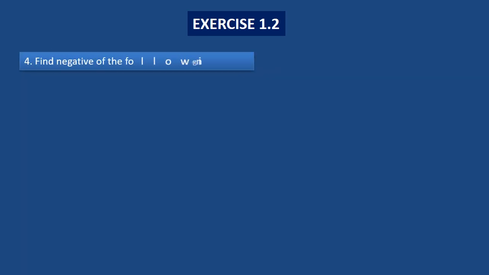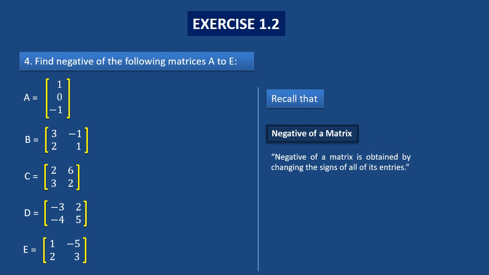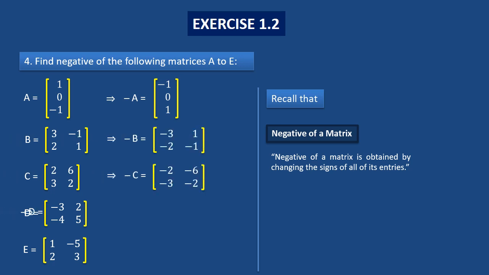In the next question, we have to find negative of matrices A to E. Recall that negative of a matrix is obtained by changing the signs of all of its entries. In this way, this is negative of A, this is negative of B, negative of C, negative of D, and this is the negative matrix of matrix E. Note that every positive entry has become negative and every negative entry has become positive in the negatives of all of these matrices.